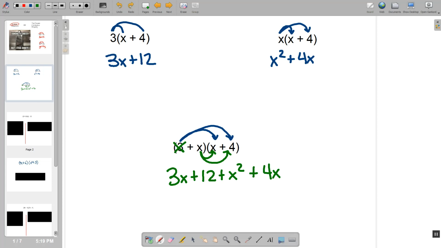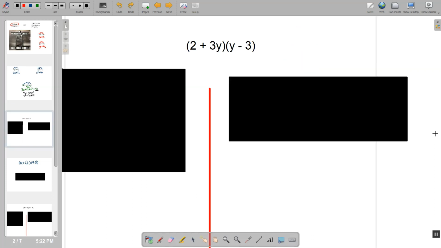But usually when you're working with foiling or the double distributive property, you're going to have to simplify somewhere in the end. And I have 3x and 4x can be combined together to give me 7x plus 12 plus x squared, or like the last video, if we want to write it in descending order, we would write it like this. So that is the double distributive property. It's literally doing the distributive property twice.